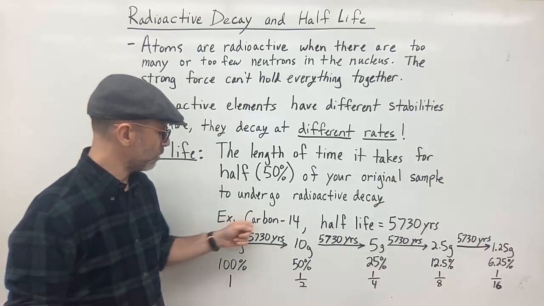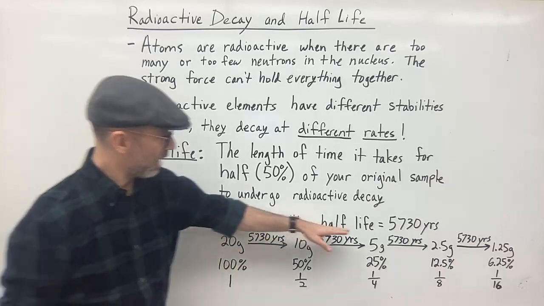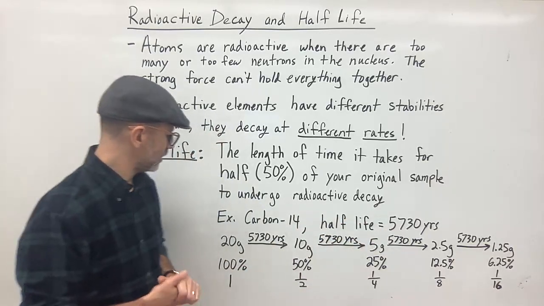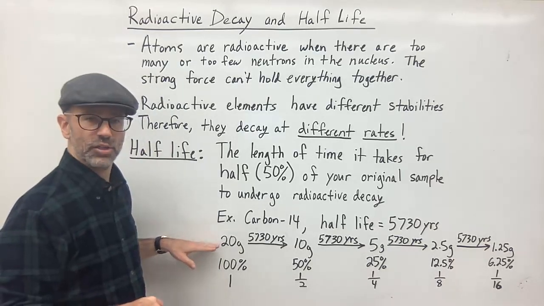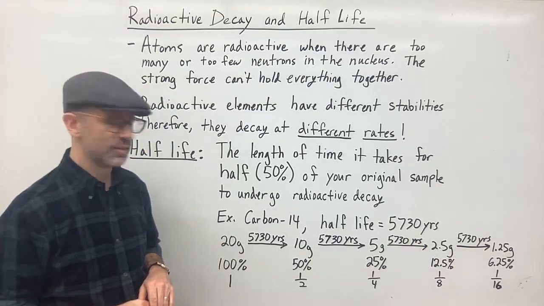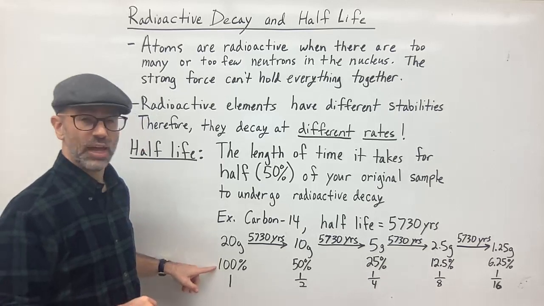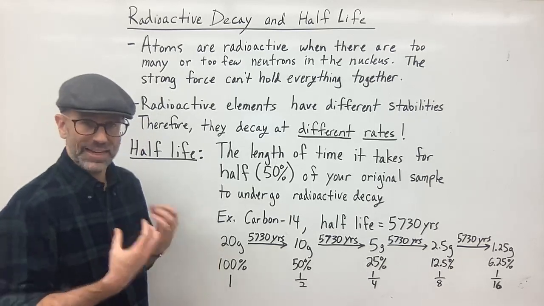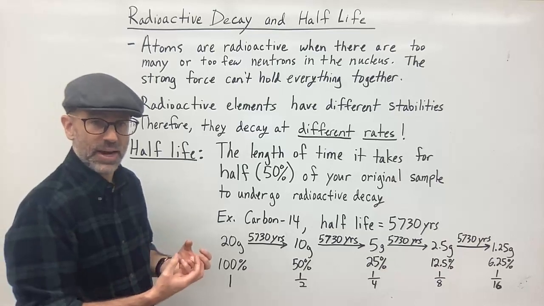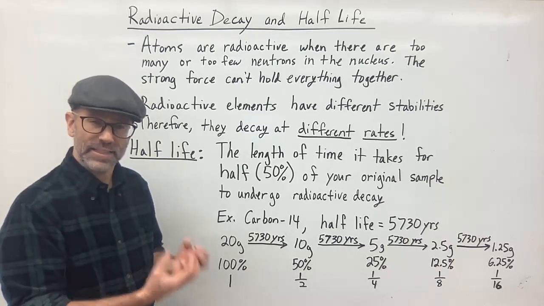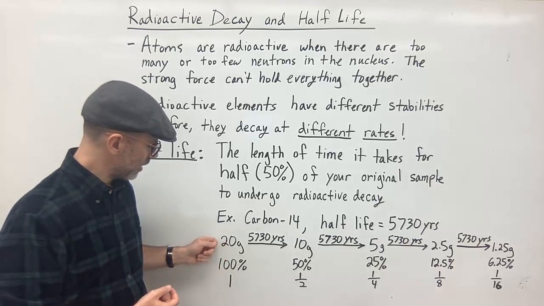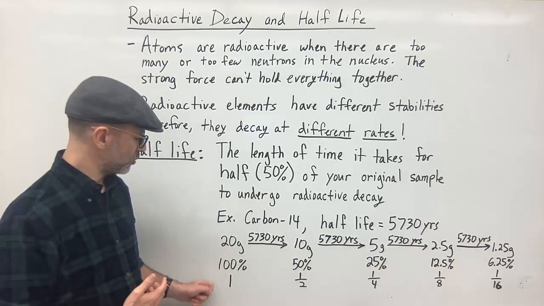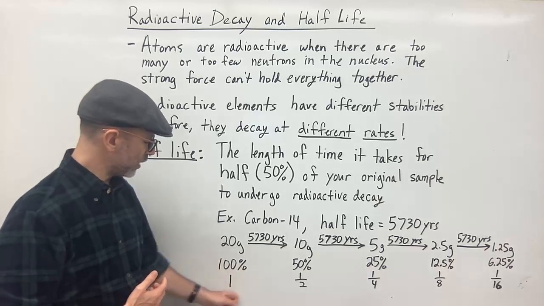So let's say I have carbon-14, and again, the half-life is 5,730 years. And let's say I start with 20 grams of this substance, which is going to be the same as 100%. So whatever my starting sample is, that's the 100%. So I'm starting with 100% of my sample, which is 20 grams. And then fractionally, we could call that 1. So I'm starting with a ratio of 1.